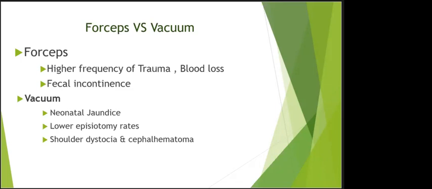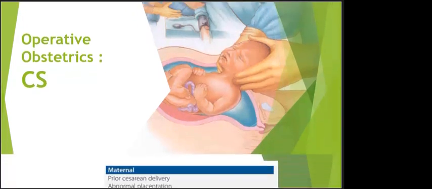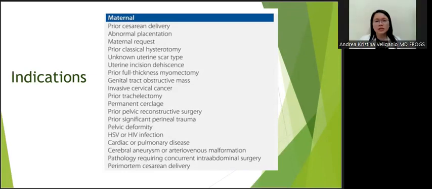Okay. So now let us proceed with the operative procedure, cesarean section. What are the indications? Maternal indications: a prior cesarean delivery, abnormal placentation in the form of a placenta previa, and maternal request. But this one is debatable because in the recent convention that we had, maternal request is questionable because we are trying to lessen the cesarean section rate.